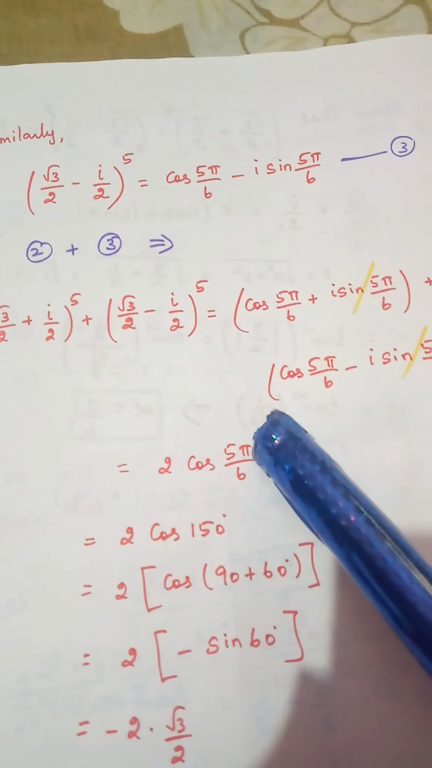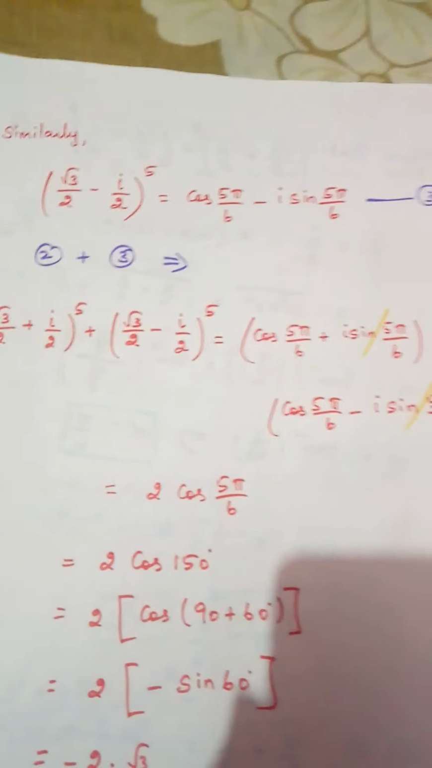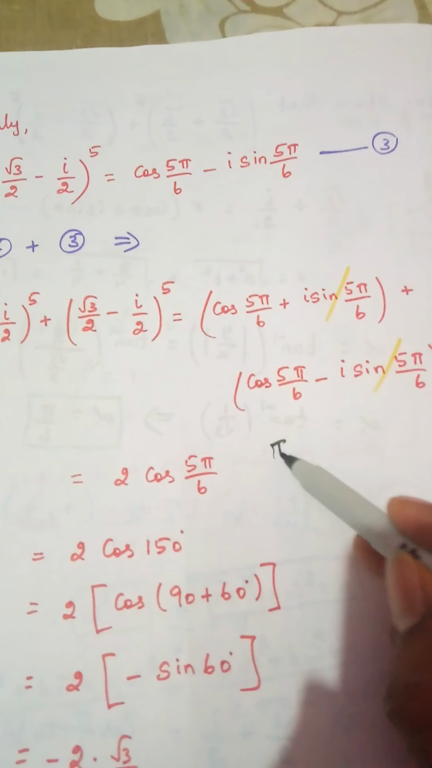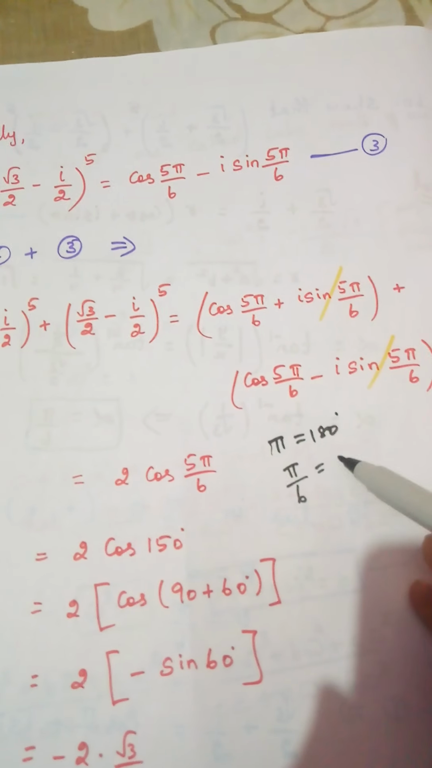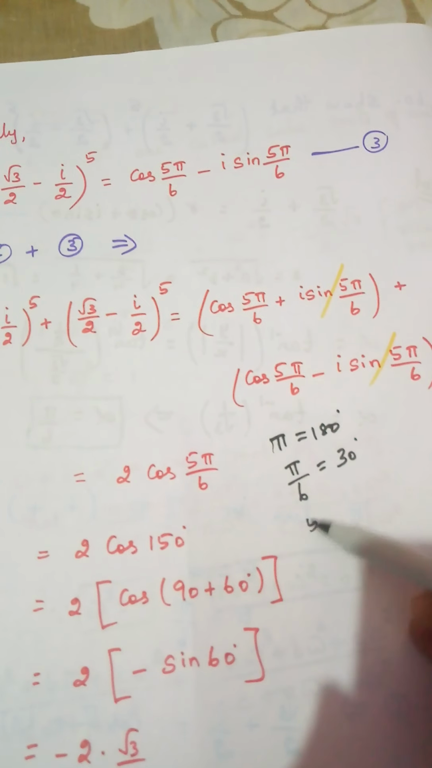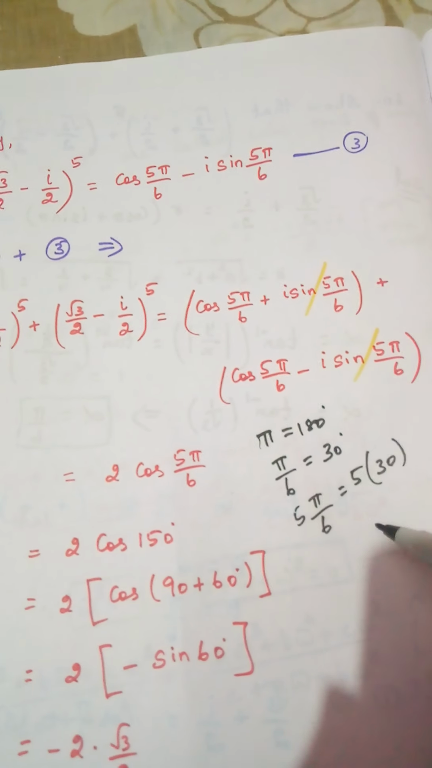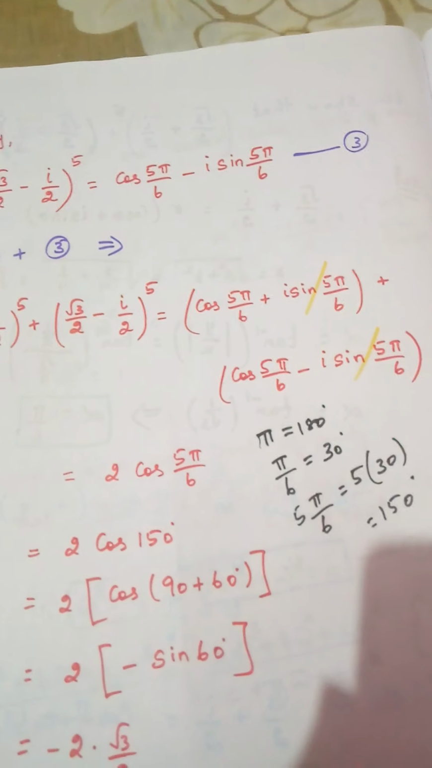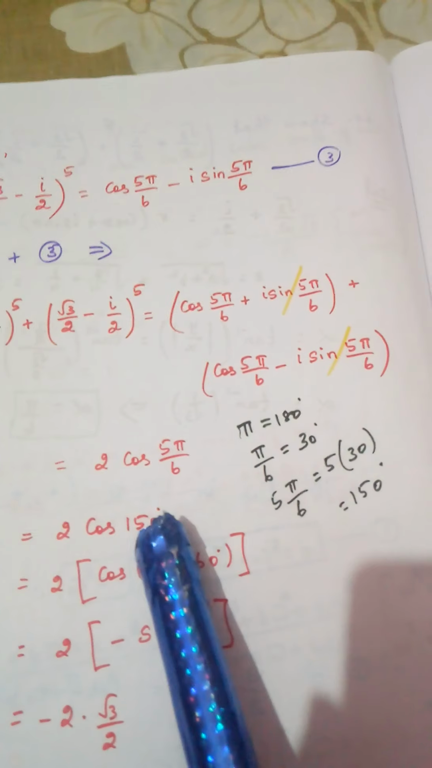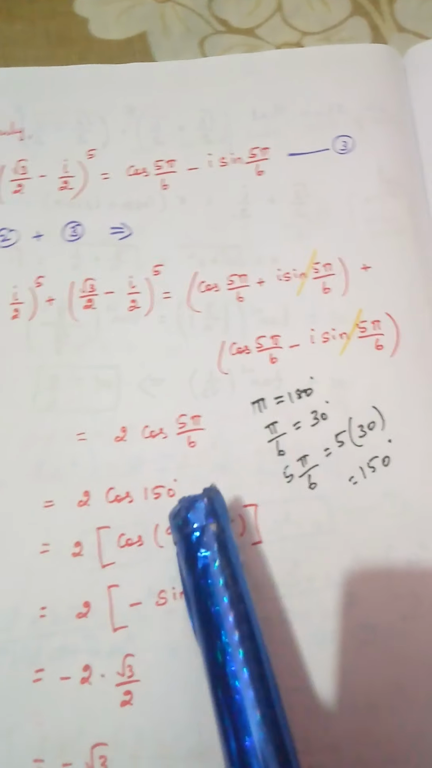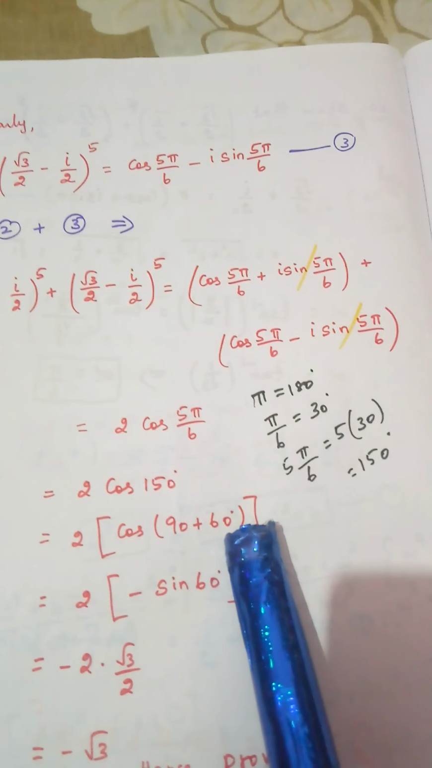Pi means 180 degrees. Pi by 6 means what? 30 degrees, right? So 5 pi by 6 means 5 into 30 degrees, 150 degrees. I think you will understand this. So cos 5 pi by 6 is cos 150 degrees, which is converted like this. 150 is split as 90 plus 60.